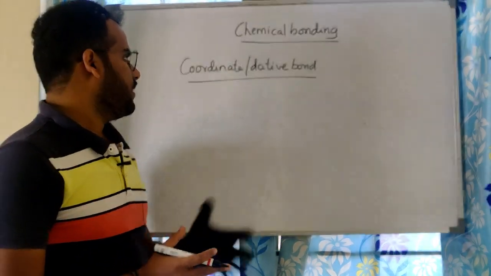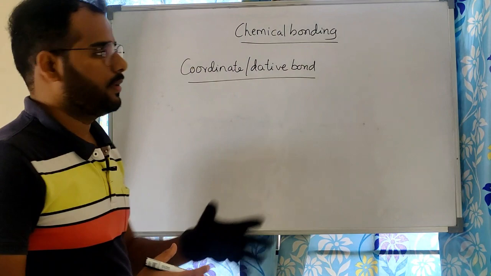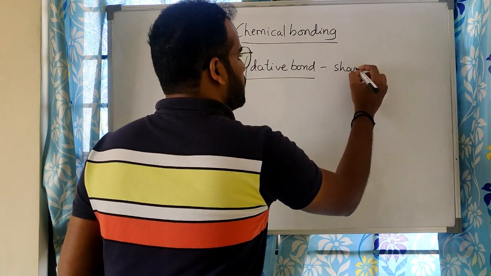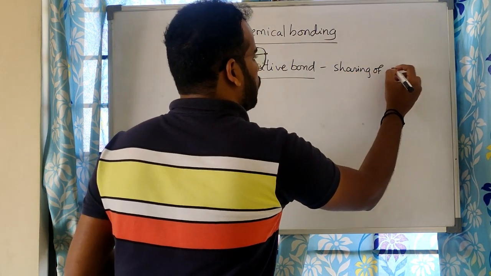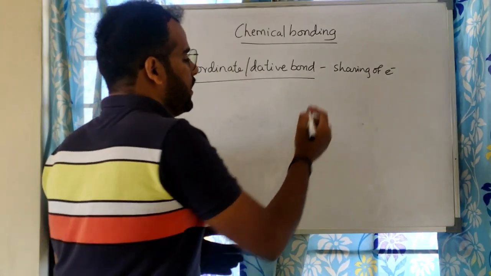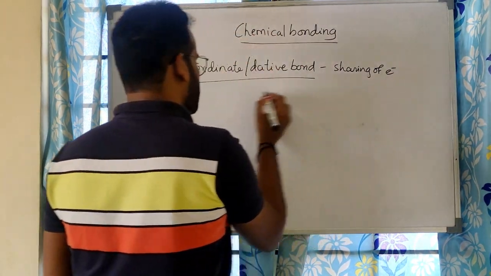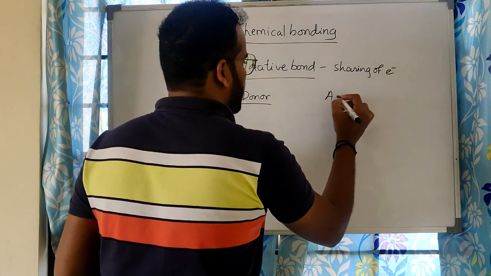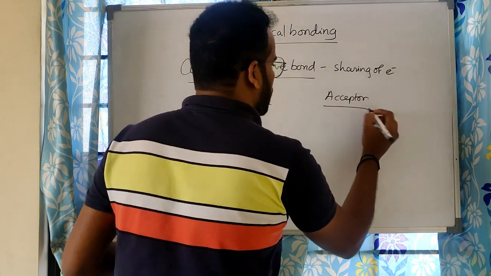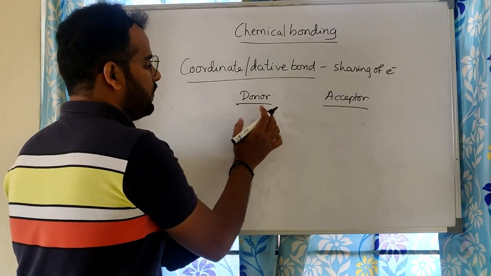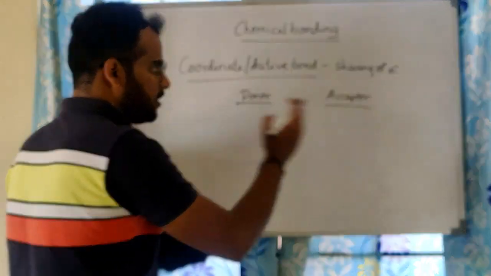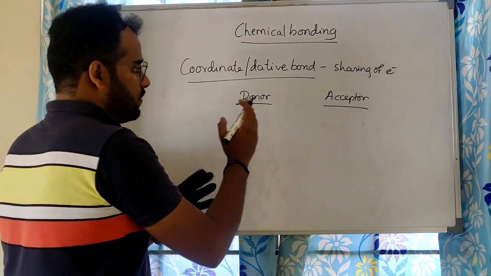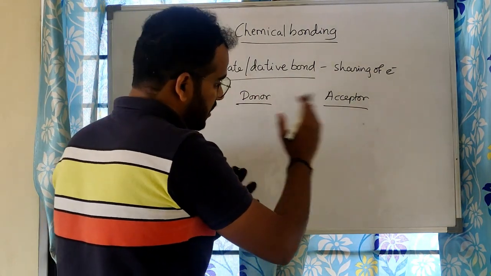The last type of bond is coordinate or dative bond. So what is a coordinate or dative bond? Here again there will be sharing of electrons. You can also call this one of the types of covalent bond. Sharing of electrons, but what is the difference? There will be two things. One will be donor, another one will be acceptor. The donor will give the 2 electrons to the acceptor. Here there is no mutual sharing; the 2 electrons are given by only one atom, but shared by both the atoms.